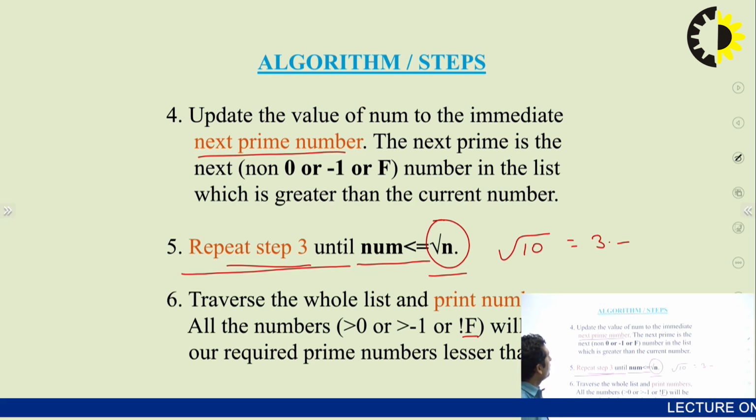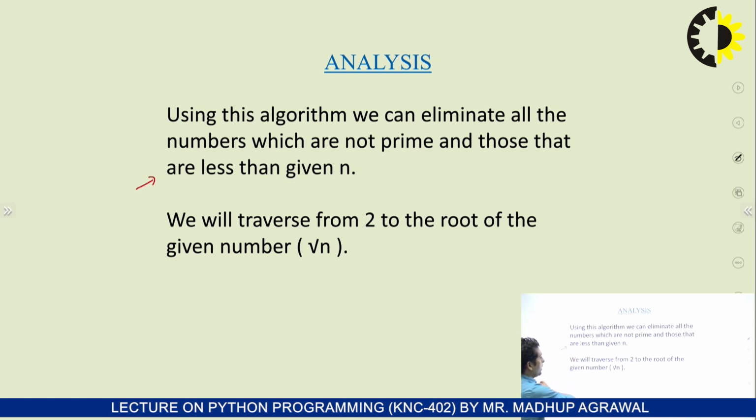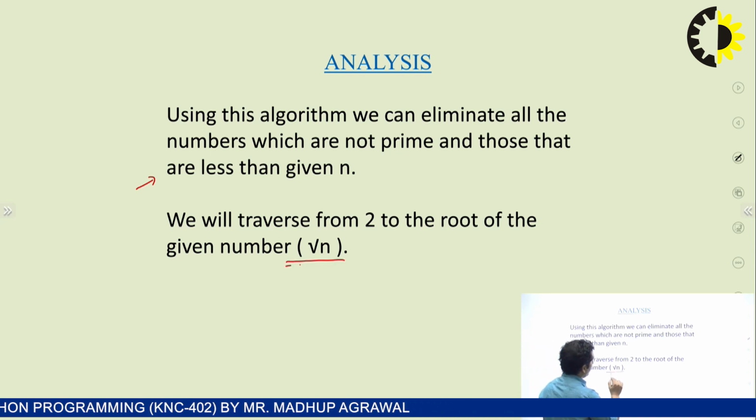And now the analysis. Using this algorithm, we can eliminate all the numbers which are not prime and that are lesser than n. This is our target, and we will traverse from 2 to the root of the given number. This is the main point here.